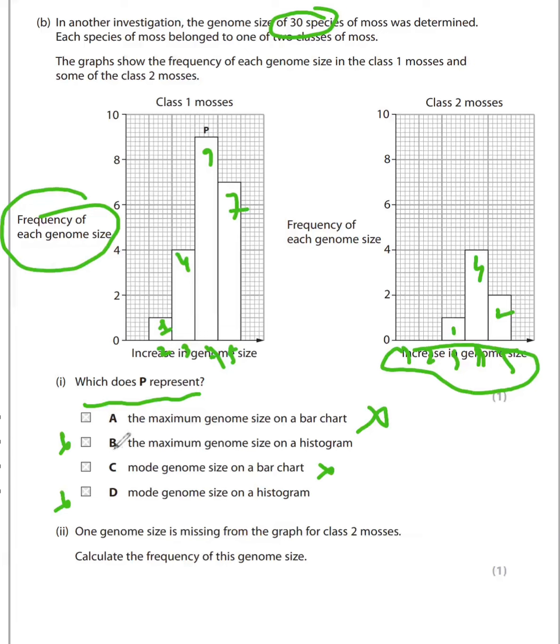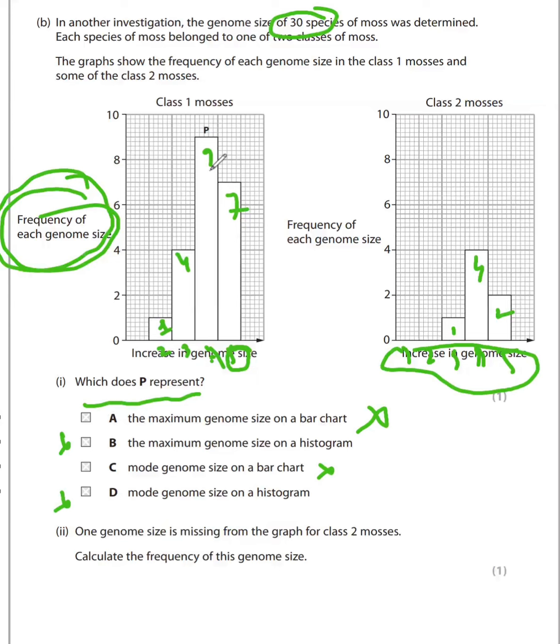So then you try. B says the maximum genome size on the histogram. No, dear. The maximum genome size is here, 5. Here P is this one. P is showing the frequency. So P is showing that genome size 4 is found 9 times. So P is showing the maximum frequency of its genome size. Genome size 4 is found 9 times. So this is the frequency. You might be confused.